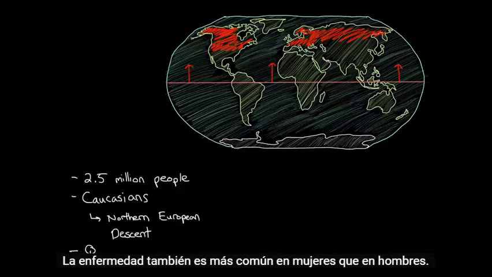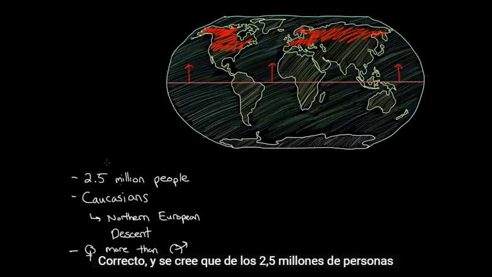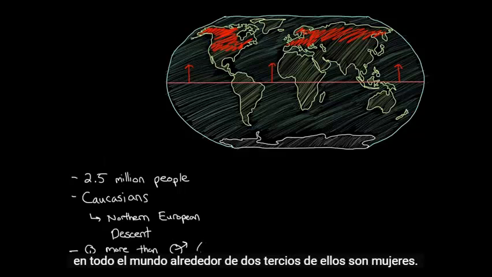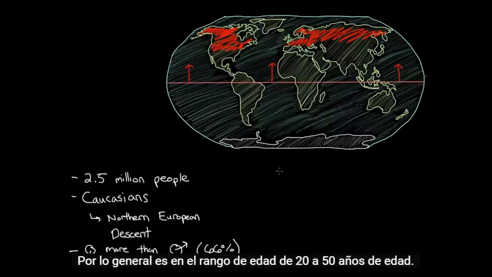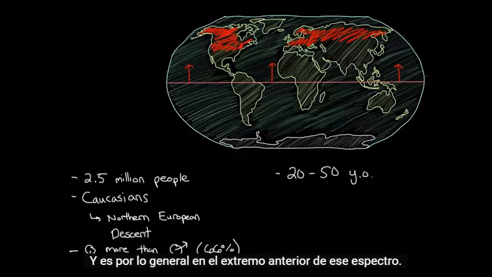The disease is also more common in women than it is in men, right? And it's thought that of the 2.5 million people worldwide, about two-thirds of them are women, so 66% of them are women. So what age do people start to develop MS? It's usually in the age range of 20 to 50 years old. And it's usually on the earlier end of that spectrum.